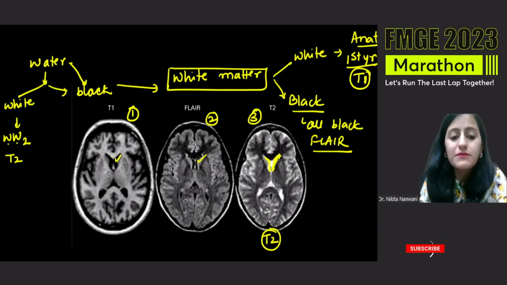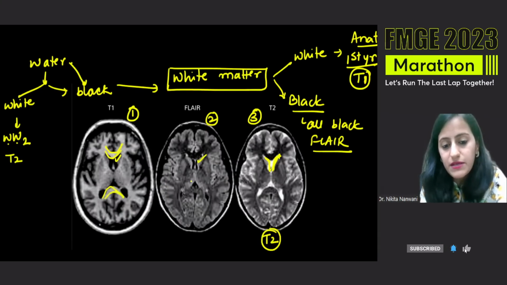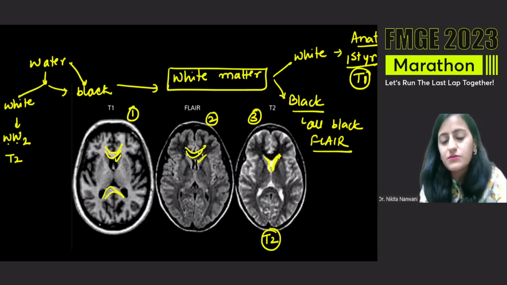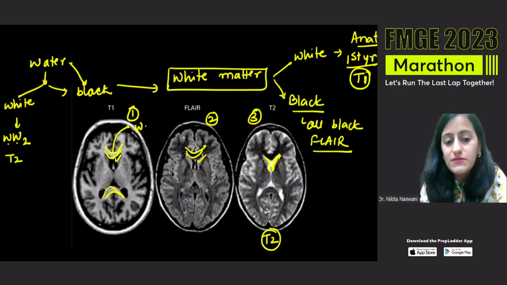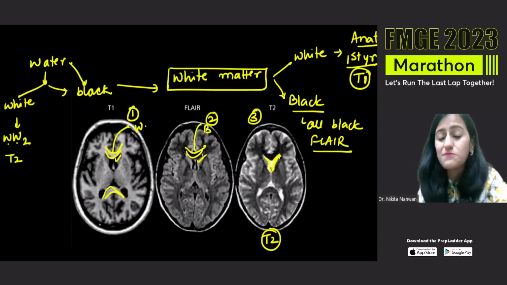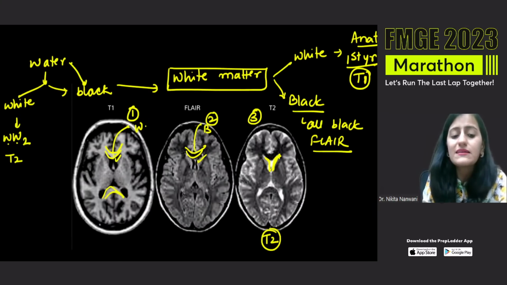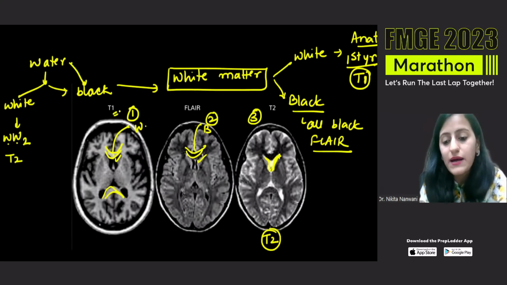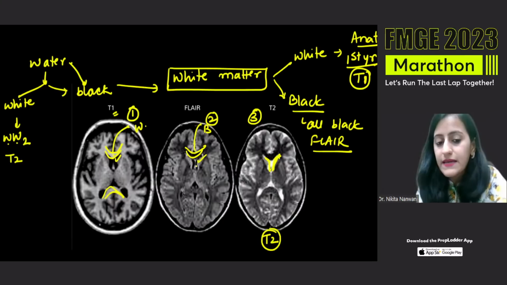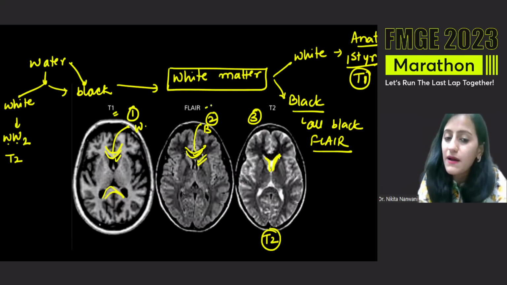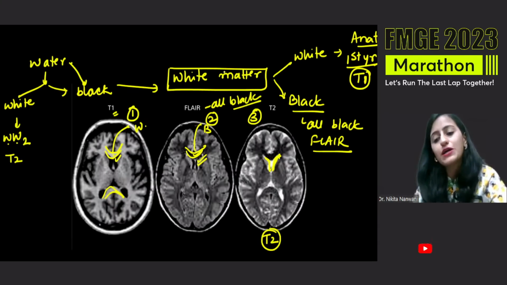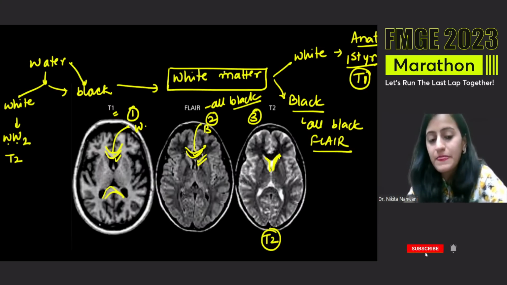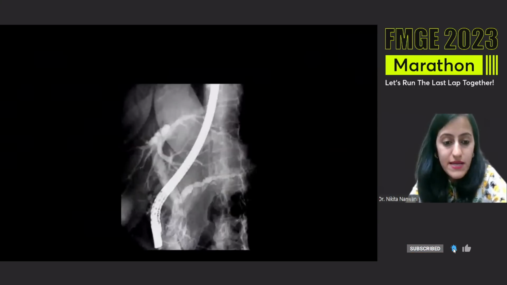Next, which is the white matter? I can see the corpus callosum here, the corpus callosum here. This is the corpus callosum here. Here the corpus callosum is white. Here the corpus callosum is black. That means white matter is white here. So this is T1, anatomy being followed. Here the water is also black. The white matter is also black. All black is going to be FLAIR. So that's the FLAIR sequence there.